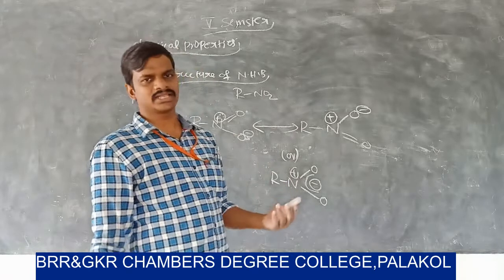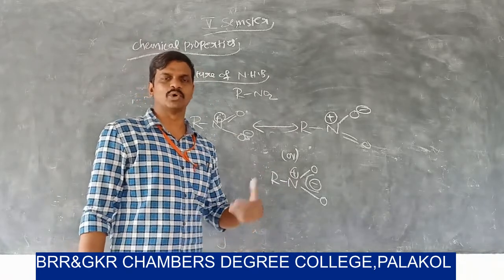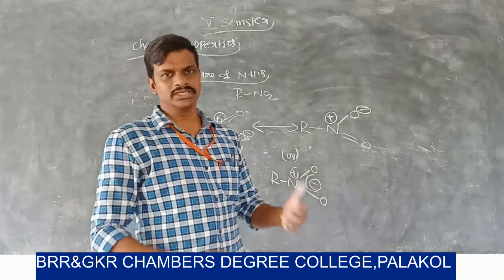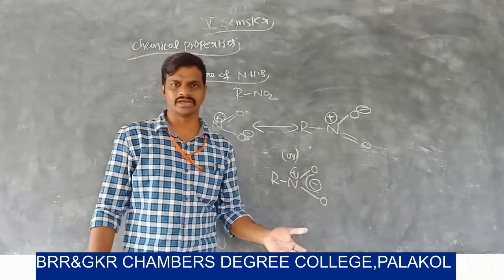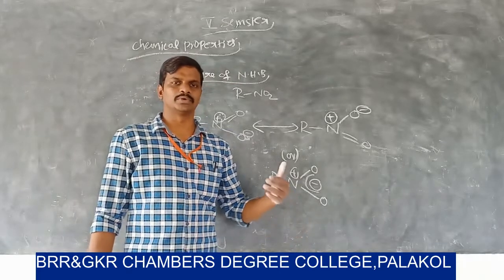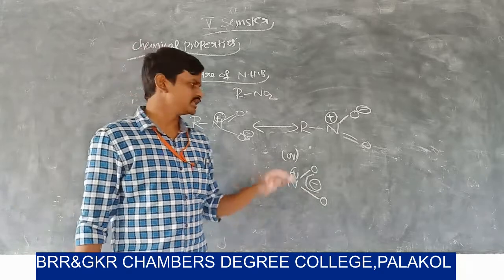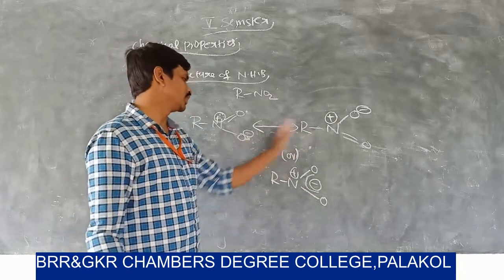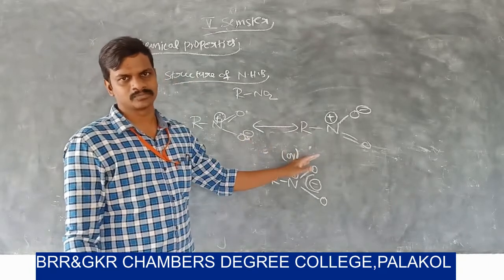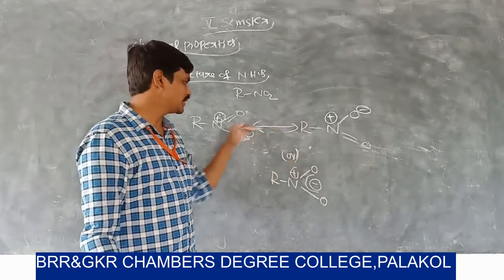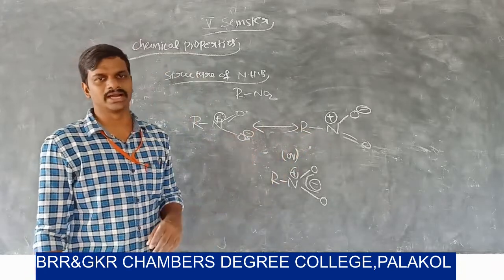What is meant by resonance? Resonance means if any molecule exists in more than one structure, in these structures the position of the electrons is different, but the position of the atoms remains unchanged. That is called a resonating structure. So in this molecule, the electrons are different in position, but the position of the atoms remains the same. So these two are called resonating structures.